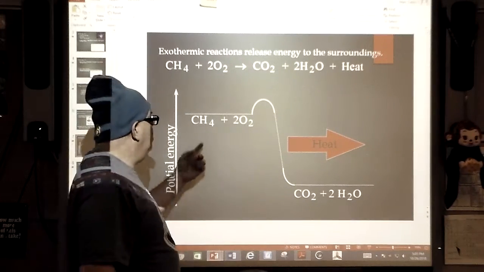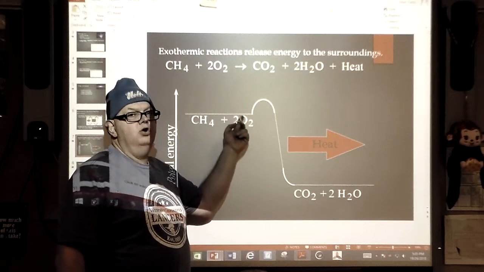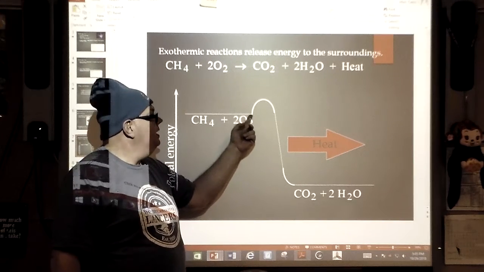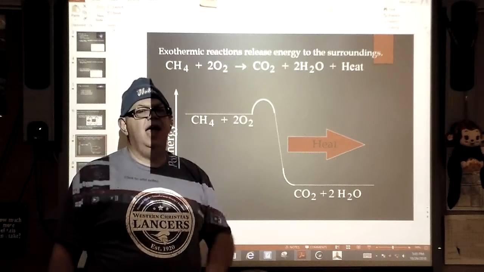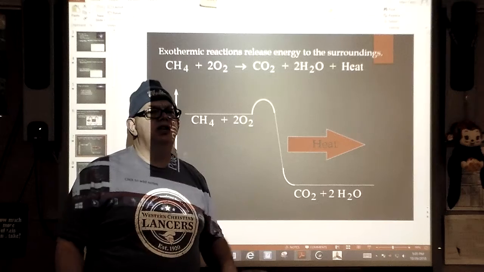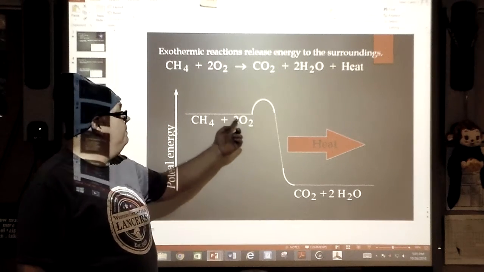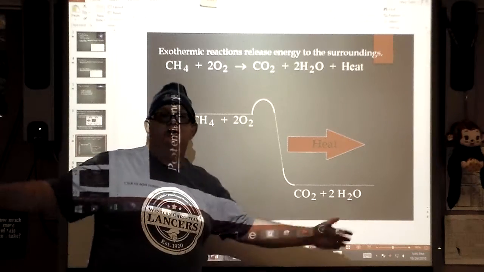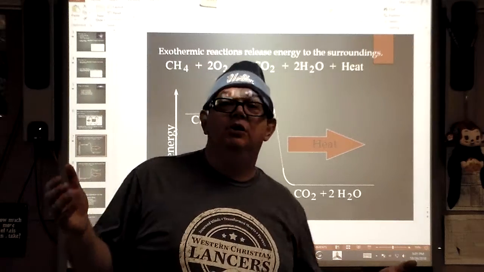Okay? So we're starting out with CH4 plus 2O2. This is where we're at. We have all this energy that's available. Okay? Now this hump, well, what is that hump representing? That's the activation energy. That's the energy needed to get that reaction going. Because just putting methane and O2 in the same jar, it'll sit there and it will do absolutely nothing.